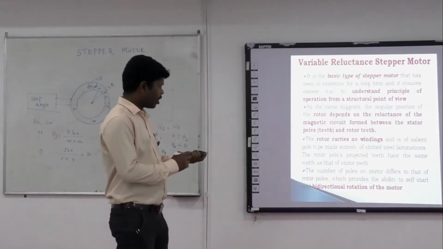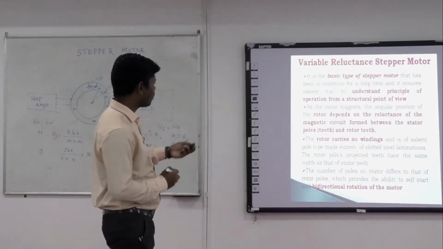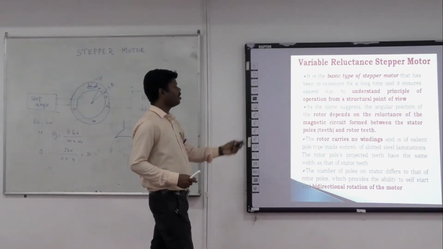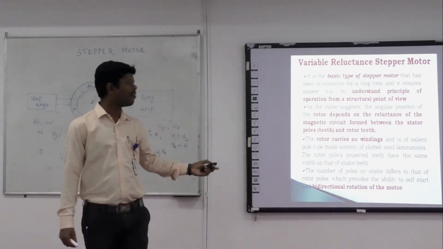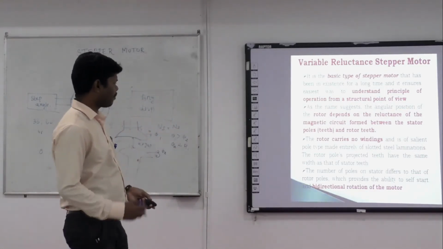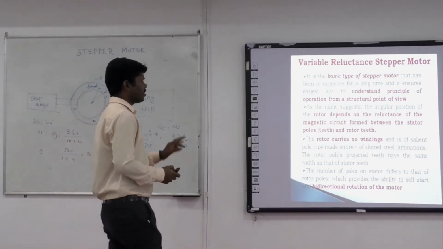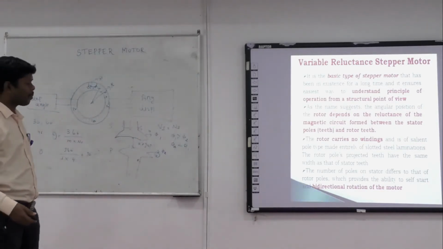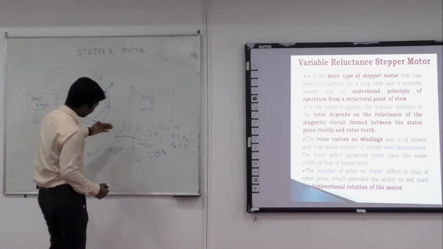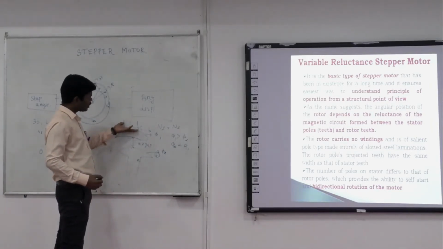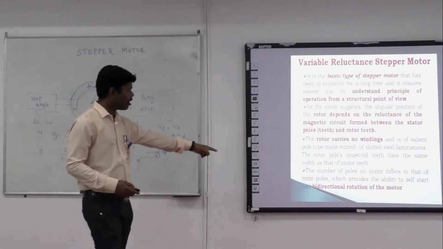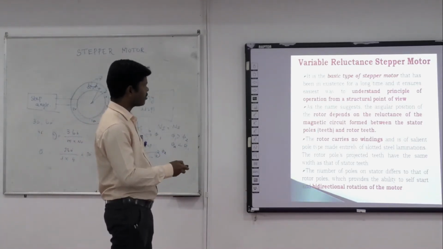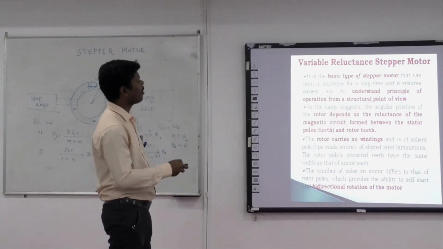The rotor position depends upon the reluctance of the magnetic circuit formed between the stator pole teeth and rotor teeth. The rotor carries no windings. It is a salient pole type rotor made entirely of silicon steel lamination. The rotor poles project outside, and the stator poles are inside. This gives bidirectional rotation of the motor. This is the basic principle of the variable reluctance stepper motor.